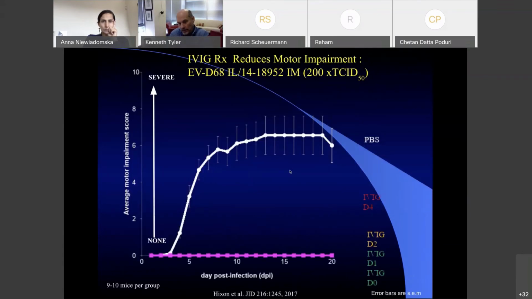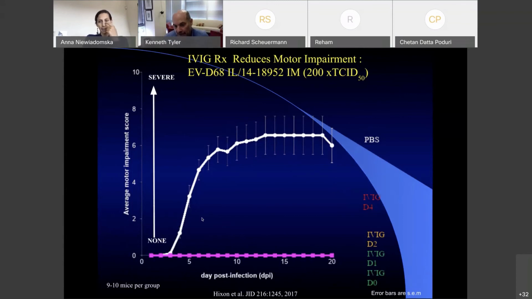Obviously, if you have a model like this, you can use it to test things like drugs. And so we've taken drugs like IVIG, which contains antibodies against Enterovirus D-68, and tested it for mouse protection. Now, sadly, I think a few lines are missing on this curve, but you can see if you use PBS in the white line, you get lots of disease and paralysis.